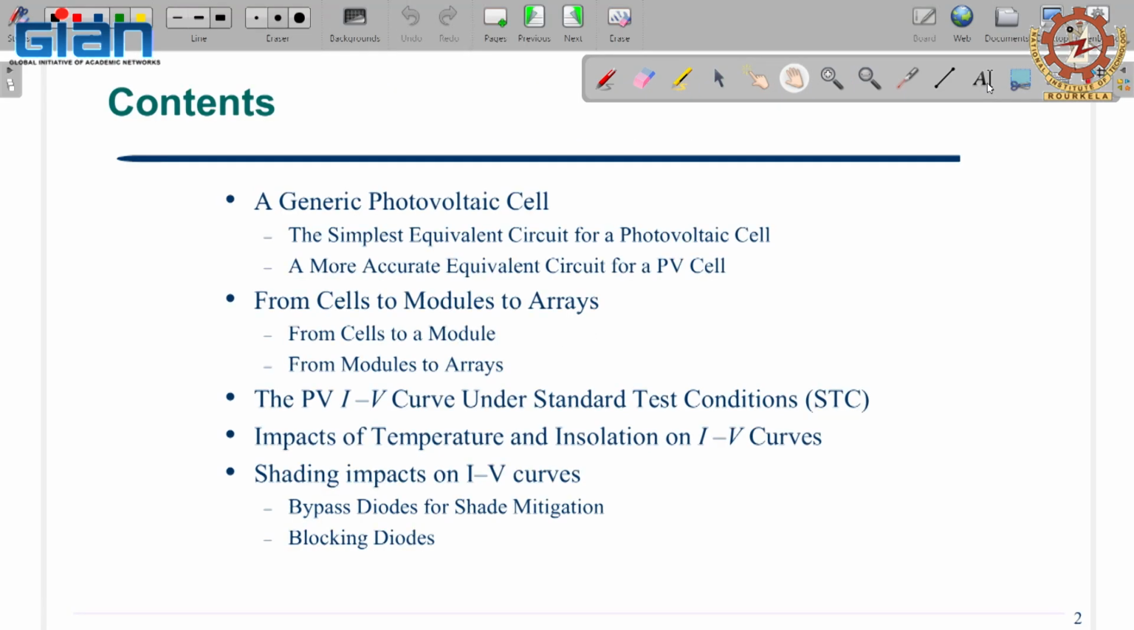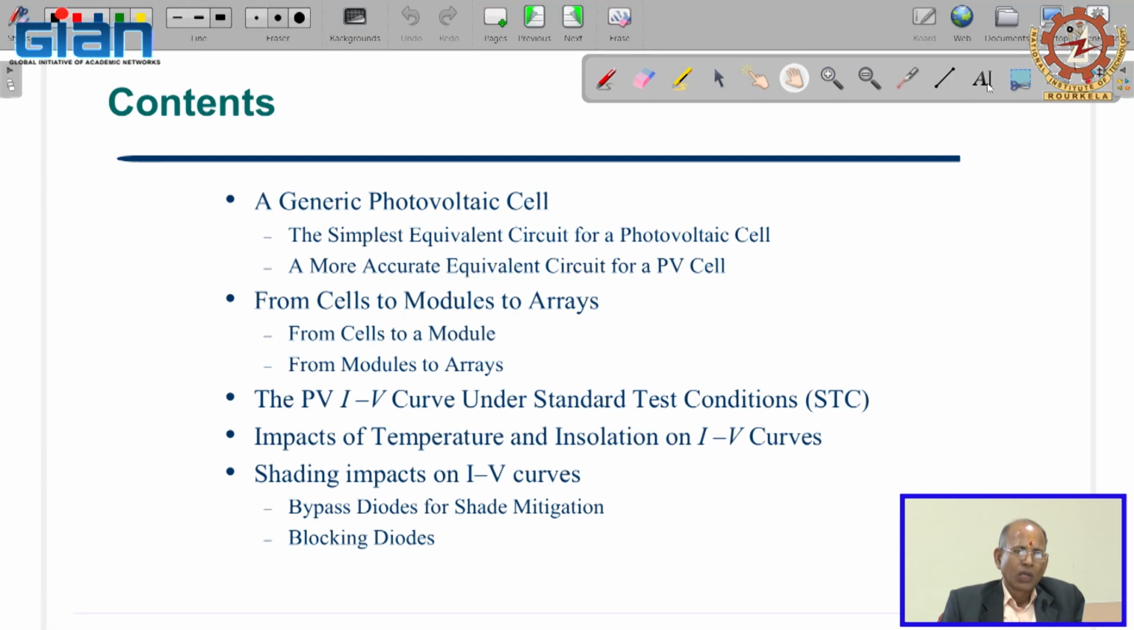So what we are going to learn from this chapter. What is this PV panel comprising of, the cell? Okay. So what is the equivalent circuit of the cell? Then from the PV cell we are going to build up the PV module, what we call one PV panel module, and then several modules we call the arrays. So from cells to the module, module to the arrays.